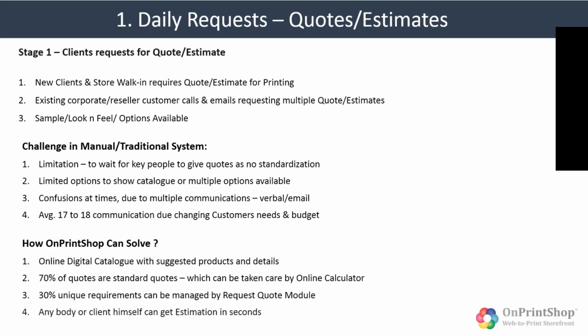For the 30% of your requirements where the customer is asking for something custom, which is not available as part of the digital catalog, you can also provide a request a quote option, where the customer submits the quotation by filling up a simple form, and that is received by your team. You can input the cost and submit it back to the customer, and the quote can be converted into an order. So by having a digital catalog on an online platform, anybody from your team can give an estimate to customers in seconds.